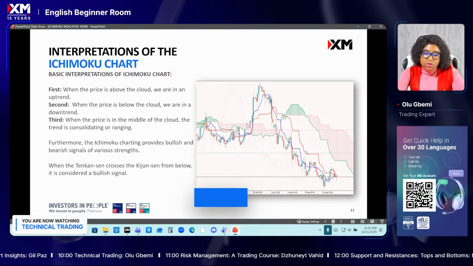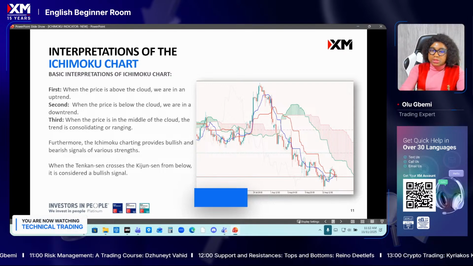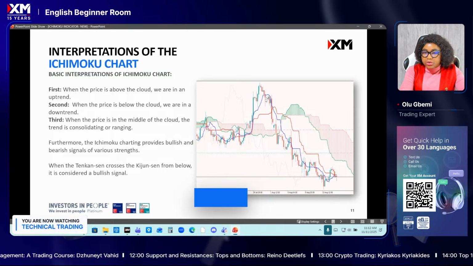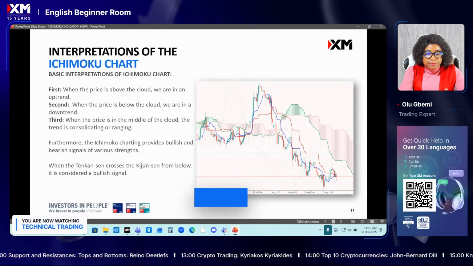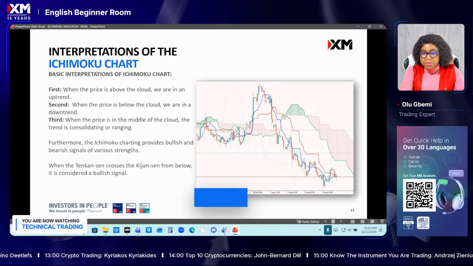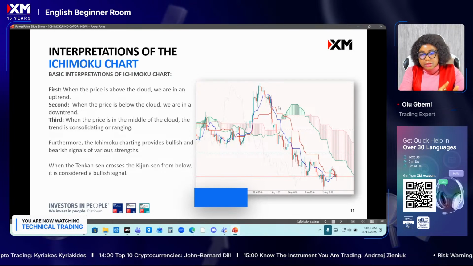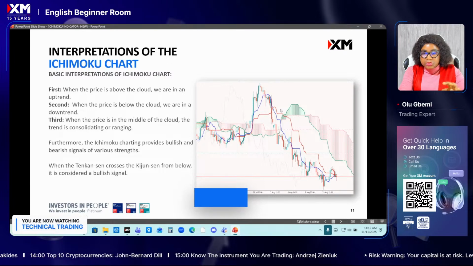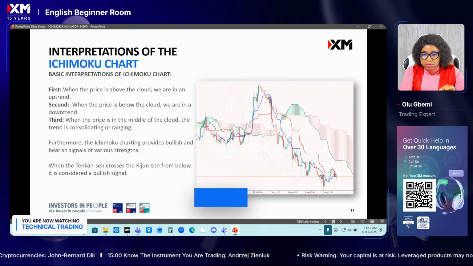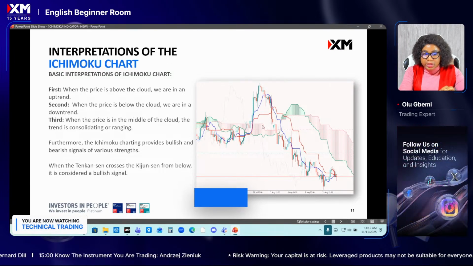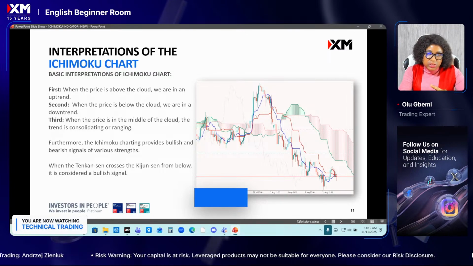When the Tenkan-sen crosses the Kijun-sen from above and goes below it, so what I mean is the blue line here goes below the red line, that is considered bearish. If it crosses from below and goes above the red line, it is considered a bullish signal.